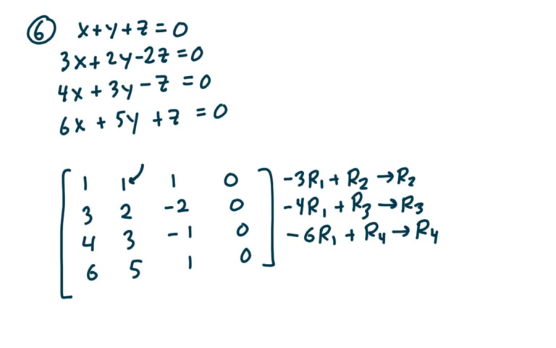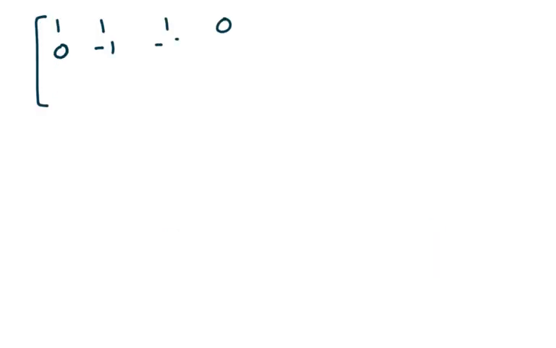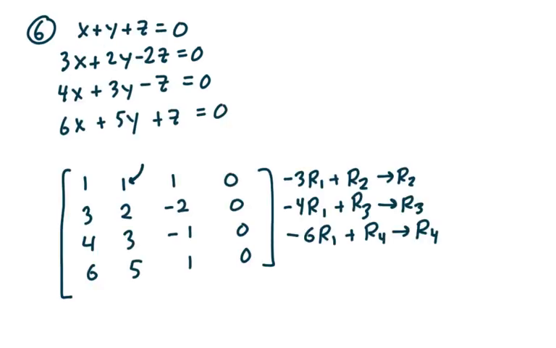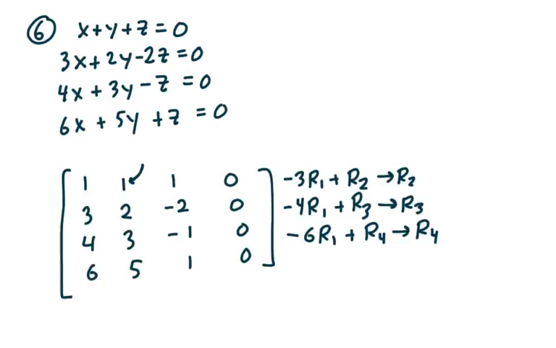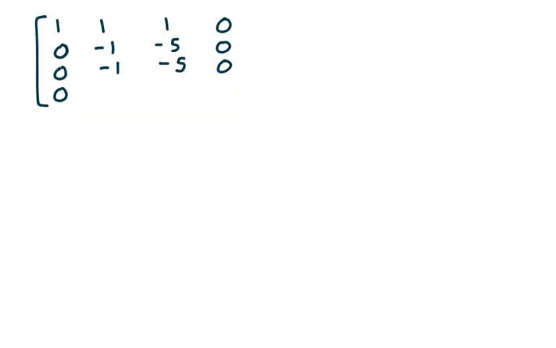And then negative 3 plus negative 2 is negative 5. And then I get a 0, and then I get a 0 by design, right? And then I'm going to go negative 4 times 1 plus 3. That's negative 1 again. And then I get negative 5, 0. And then I get a 0, right? And then negative 6 plus 5 is negative 1, and then negative 6 plus 1 is negative 5. And so I get negative 1, negative 5, 0. This one's really interesting.